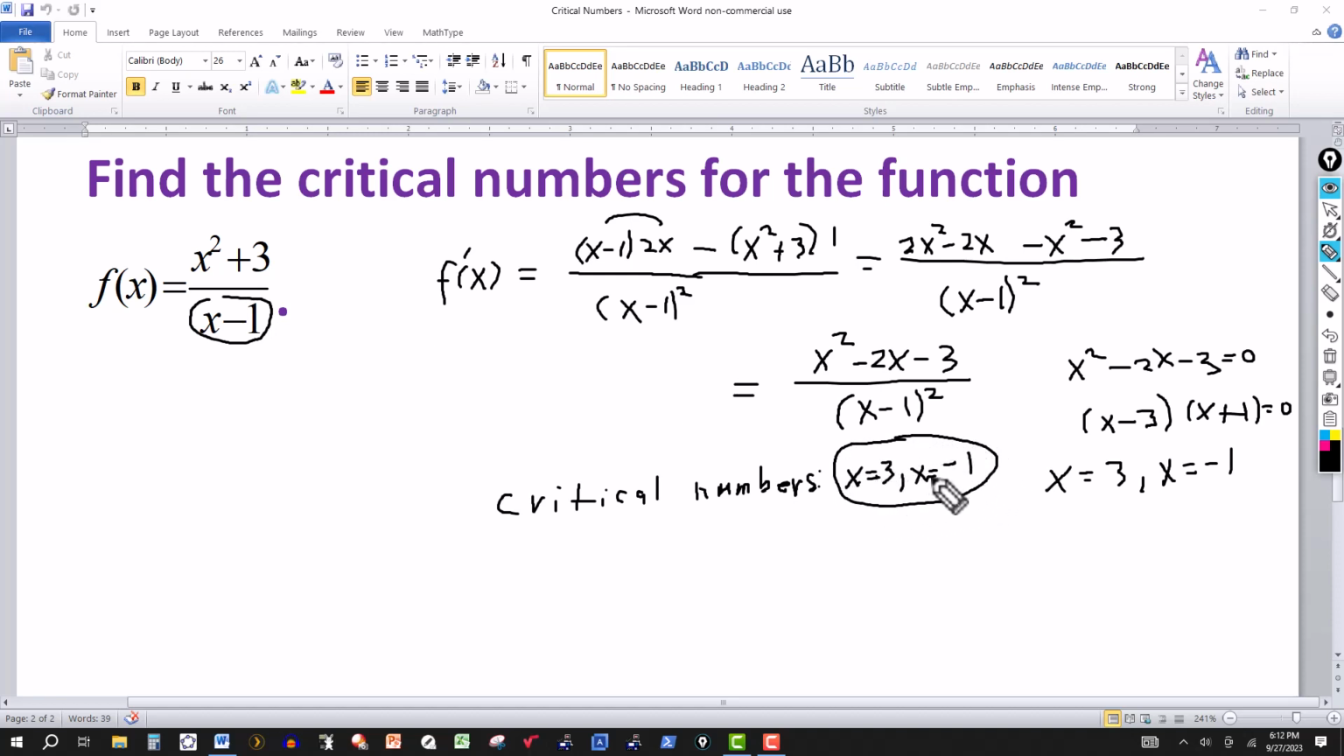And of course you can use critical numbers to sketch the graph of a function. You can use critical numbers to determine, along with the calculus, whether a function is increasing or decreasing. You can use them to find relative extrema, that is, a maximum or a minimum. But right now we're just finding the critical numbers. And again, those are 3 and negative 1.